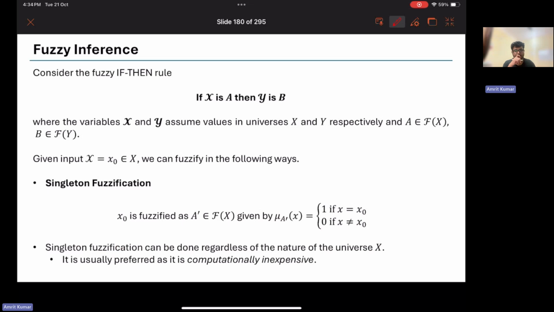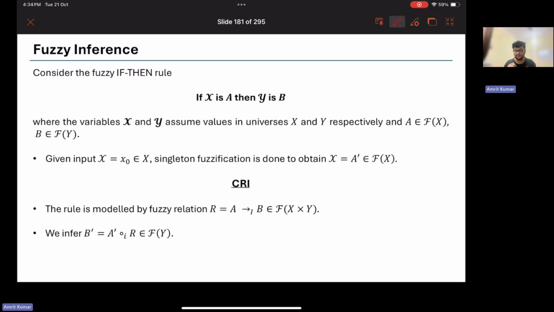Now, in practical applications, singleton fuzzification is the one that is usually preferred, primarily because, as I said just now, it can be done regardless of the nature of the universe X, and it is computationally inexpensive. It's not a very computationally demanding fuzzification scheme. Now I will illustrate why that is the case. Suppose I am using the compositional rule of inference. Then this is how our rule will be modeled, and this is how our output fuzzy set B dash will be obtained. Now let us quickly look at the membership function of our output fuzzy set B dash.